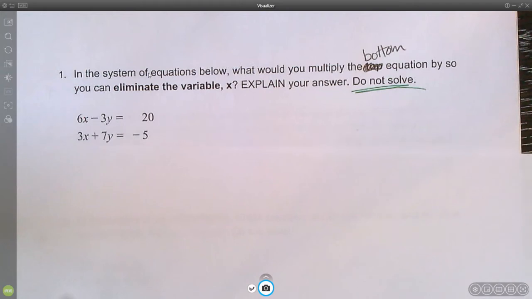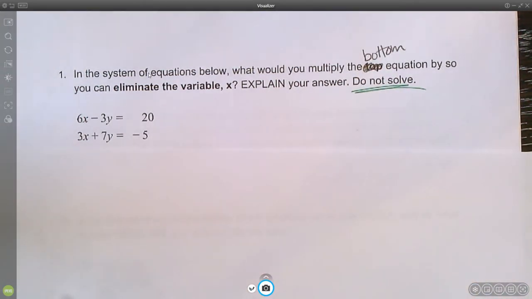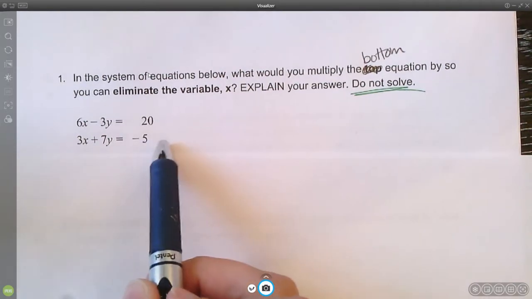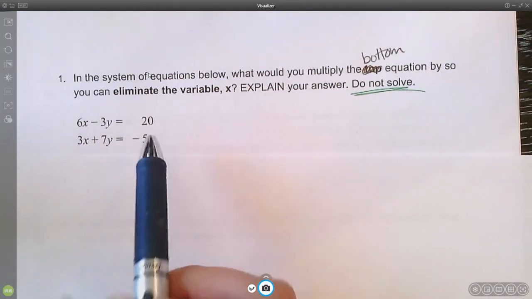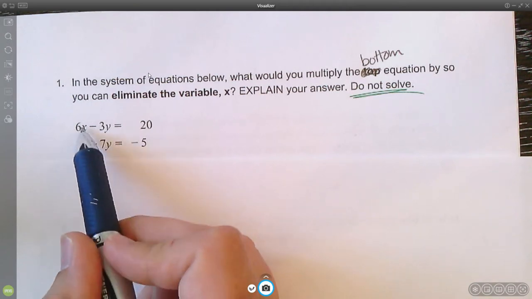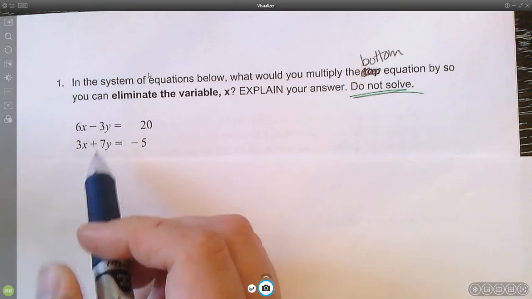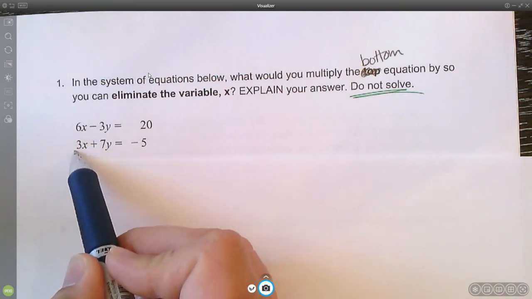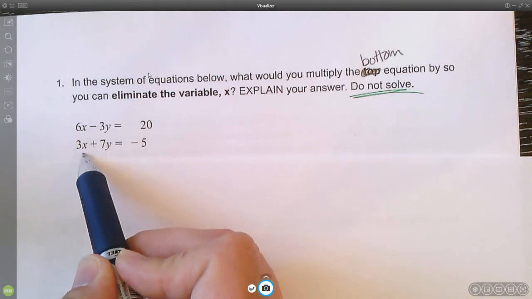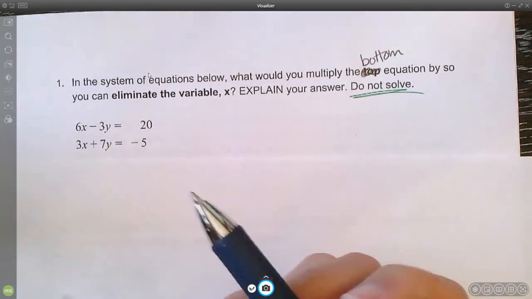First of all, on your paper, it should say bottom. I had a typo. So we are looking at this bottom equation, and we want to eliminate x. So we need to make these two numbers the same, but with opposite signs. So we're multiplying. What can I multiply 3 by to give us -6? Well, we multiply it by -2.